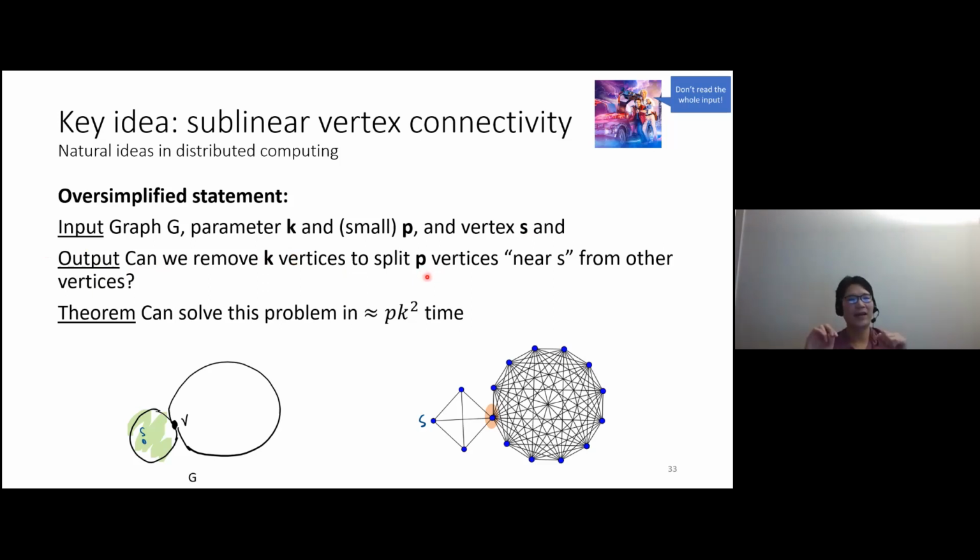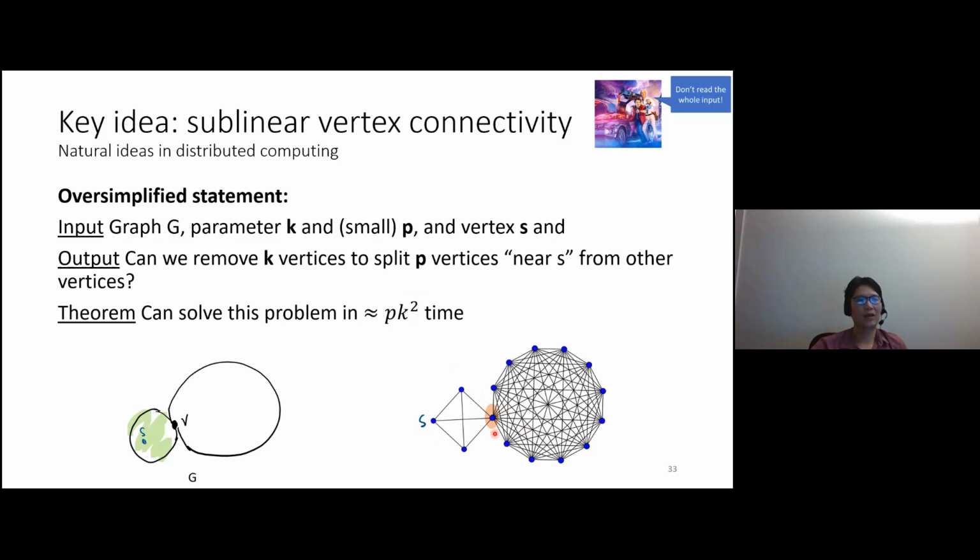What do we mean by nearby S? From the other vertices. What I mean by this? I want to delete some vertices so that I have two connected components. One of them is small and contains S, and the other is large. Let me give you an example below. So the right picture, right? If K is 4 or 3, for example, and S is here, then I can delete this vertex. And let's say K is 1, and sorry, P is 4.